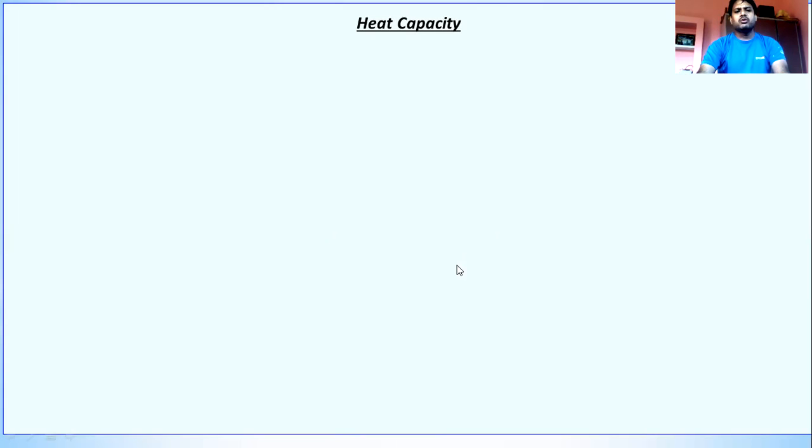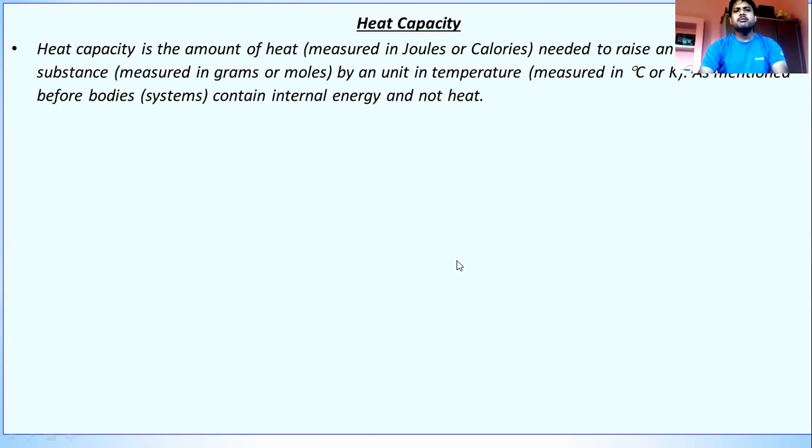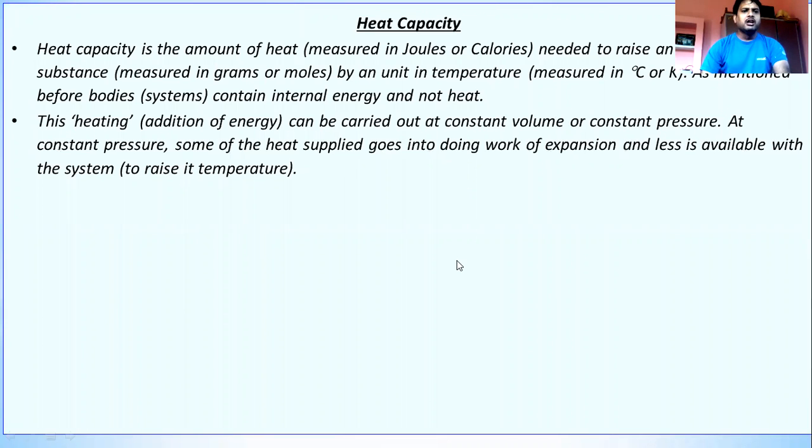Now we should know what is heat capacity. It is very important. Heat capacity is nothing but the amount of heat required to raise the temperature by 1 degree C or 1 Kelvin. Generally, it is measured in joule or calorie. As mentioned before, bodies contain internal energy and not heat. This heating can be carried out at constant volume or at constant pressure. At constant pressure, some of the heat supplied goes into doing work of expansion and less is available with the system.